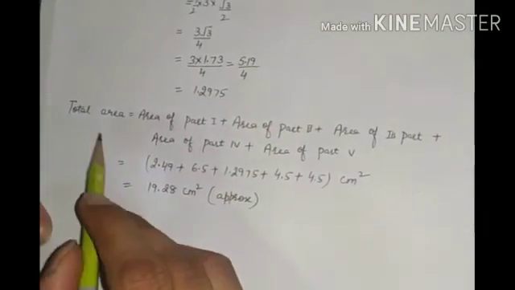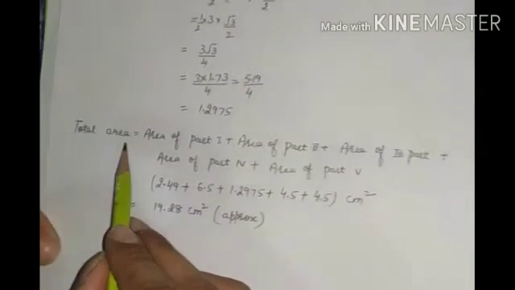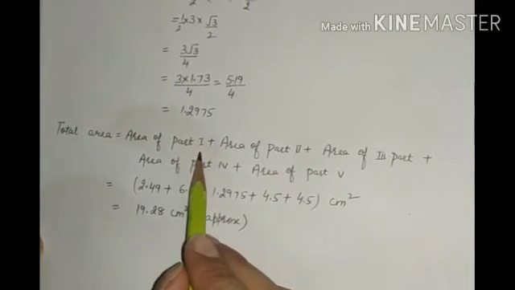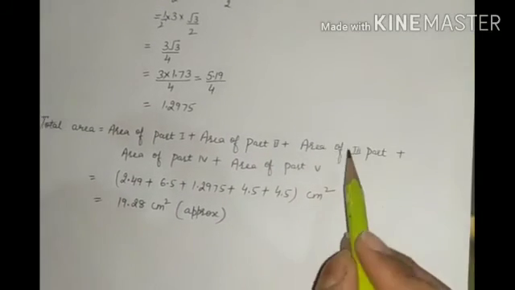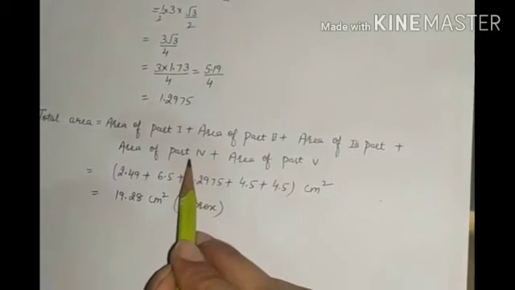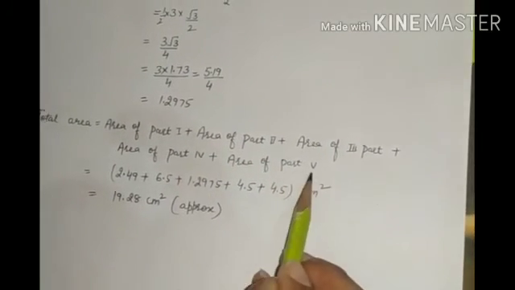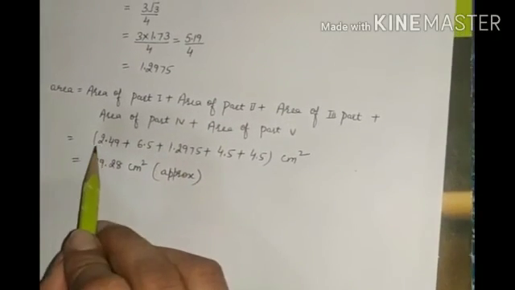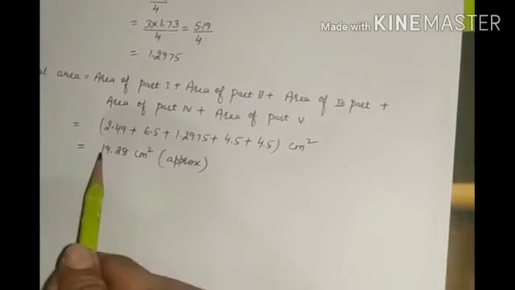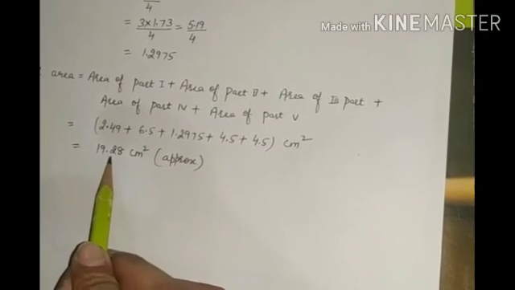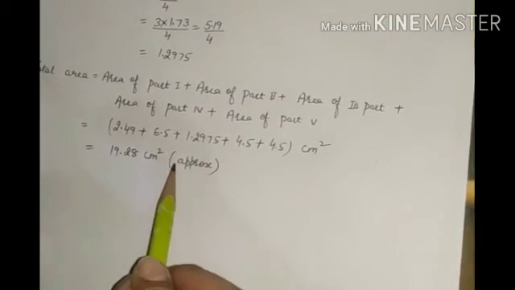Now we have to find the total area. Total area is area of part 1, area of part 2, area of part 3 and area of part 4 and 5. So add all the areas, it is equal to 19.28 centimeter square approximately.